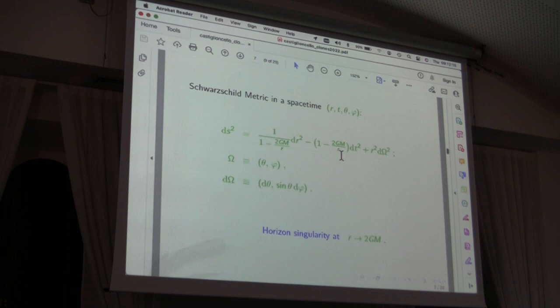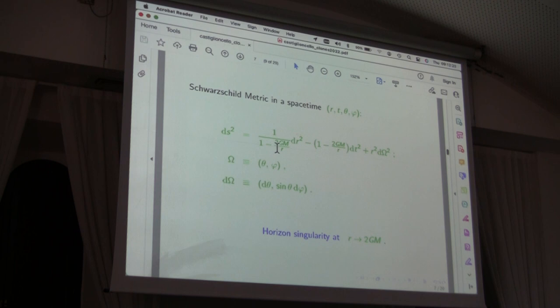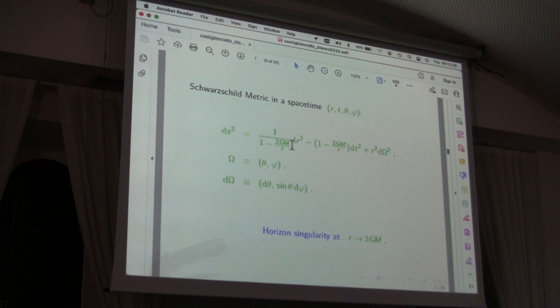This is the angular part. It's all going to be very important also for our argument. And this is space-like. Now you see there's a rather mild singularity at r equals 2GM, but only in the space direction. This singularity, however, is very important. It tells you that something is not nice with these coordinates.